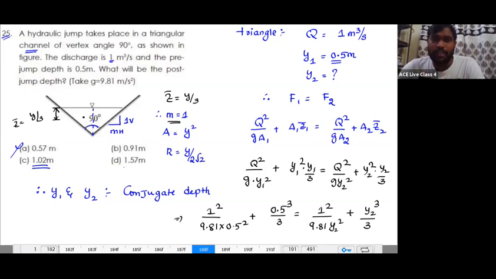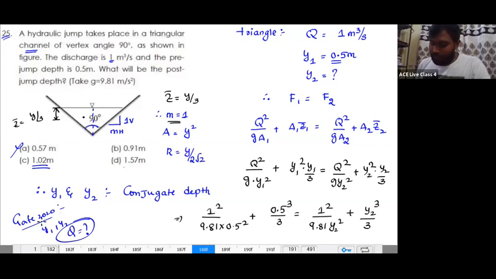Keep that in your mind: in GATE 2020, a 2 marks question came for the triangular channel, the same question. See what I'm showing you here, the same question, but in GATE 2020 they have given Y1 and Y2, and they are asking the discharge. In this question, I gave the discharge and Y1, and I asked Y2. So in GATE 2020, they gave Y1 and Y2 and asked for the discharge. That we'll be discussing at the end.